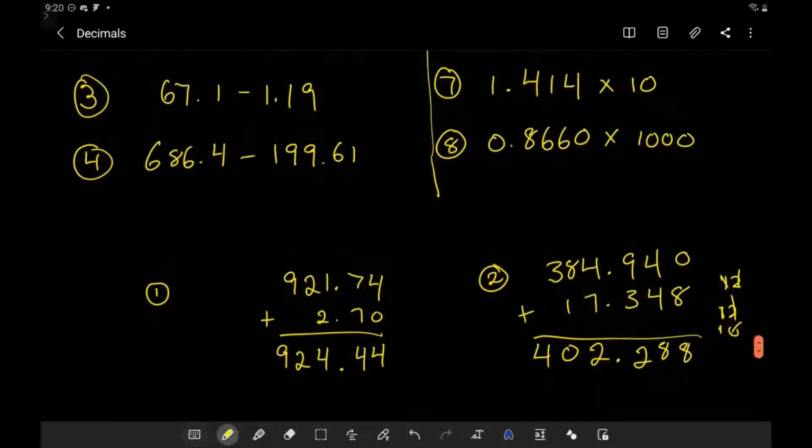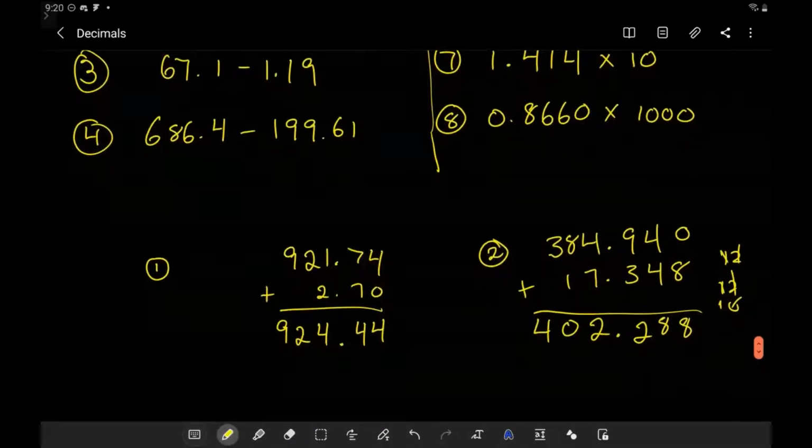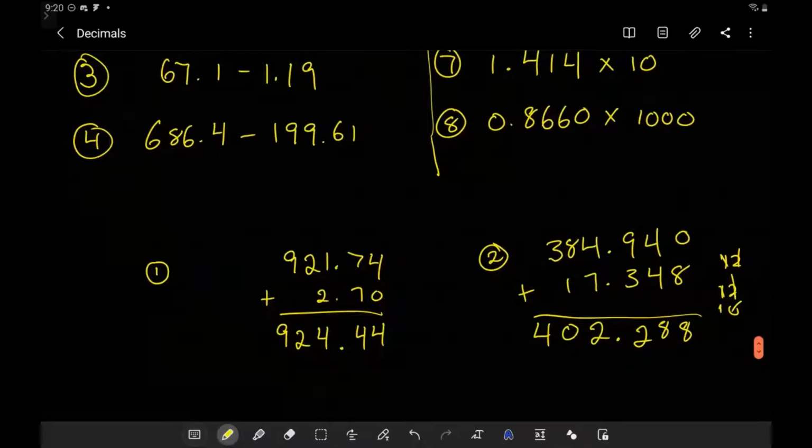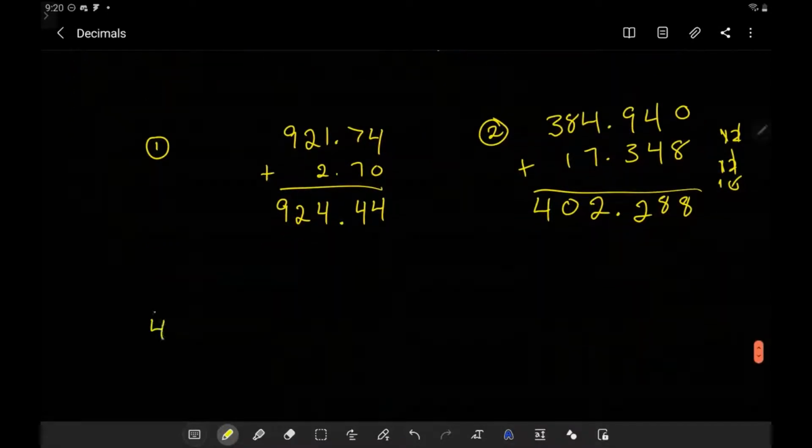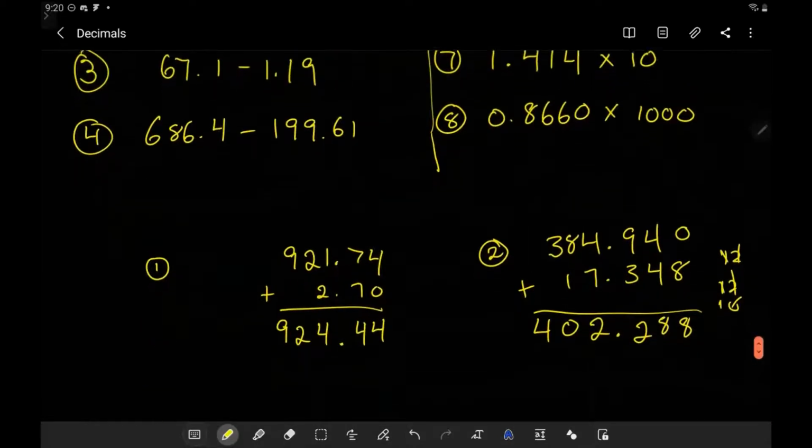Right? I will do the other one. I'll do number 4. So number 3 should be straightforward. Right? Just for the sake of time.